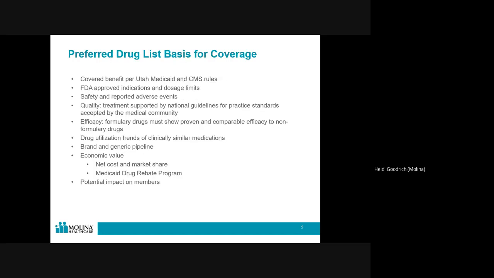The various factors that we take into consideration for coverage, we first look at CMS rules and Utah Medicaid regulations, also their FDA-approved indications and dosage limits, safety and reported adverse events, quality. We look at what is considered to be the standards of treatment in our medical community, also efficacy. Formulary drugs must show that they're proven and of comparable efficacy to our non-formulary drugs. Drug utilization trends of clinically similar medications, the brand and generic pipeline, overall value as far as net cost, the market share, also the Medicaid rebate program, and then also the potential impact on our members.